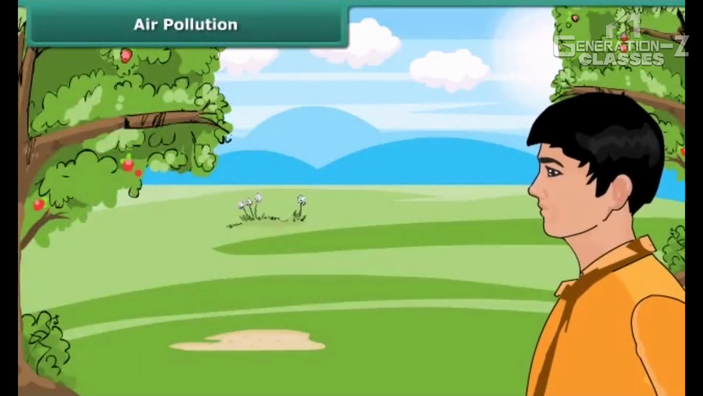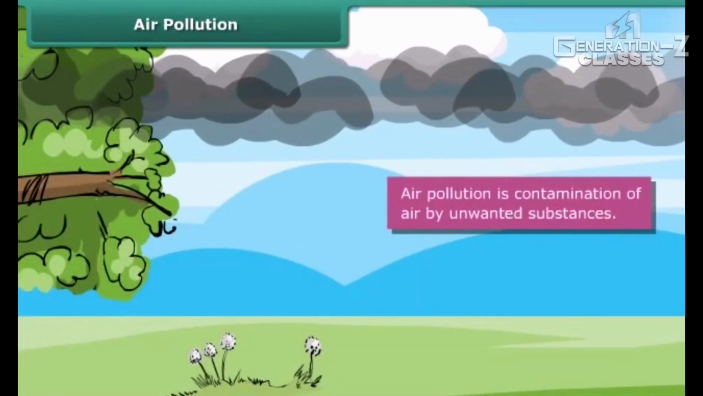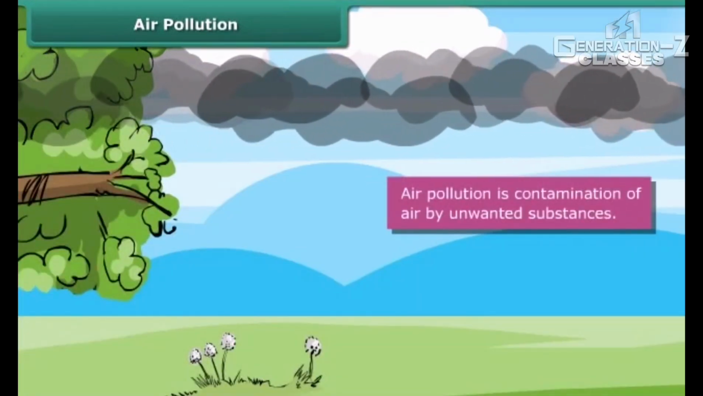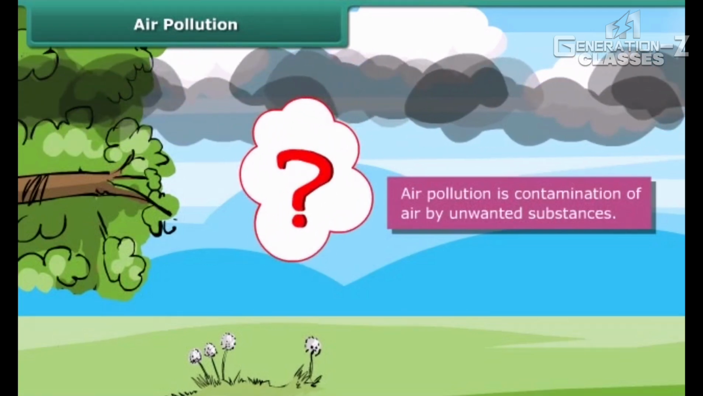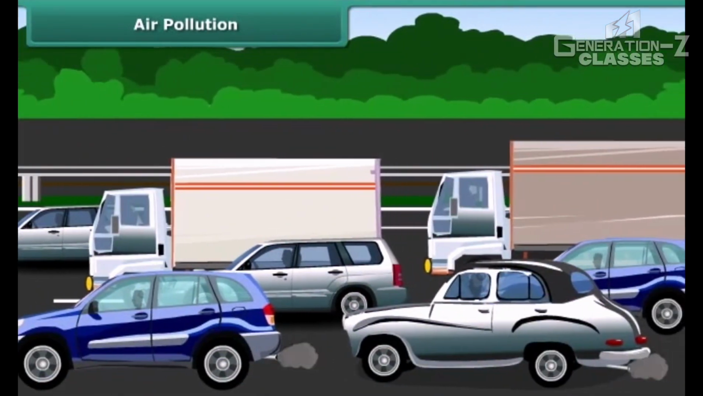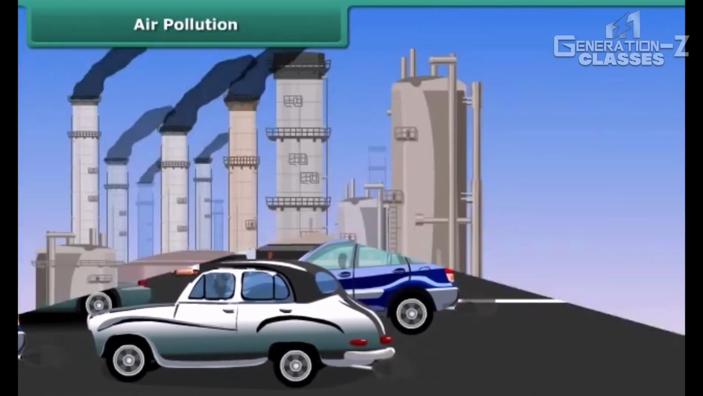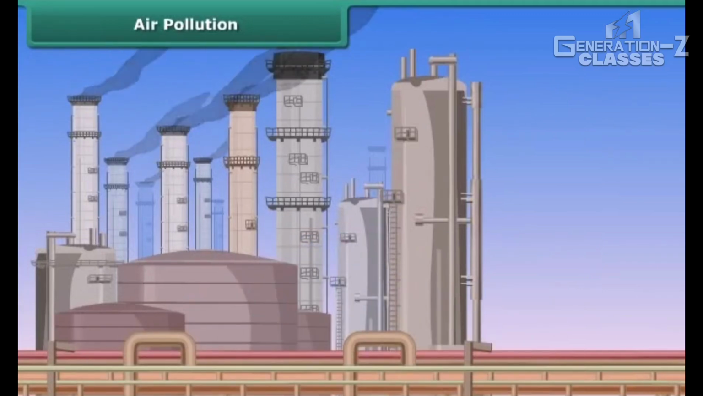Air is necessary for our lives, but air is getting polluted day by day due to the presence of unwanted substances in it. Now you would like to know from where these substances come. These are released when fuels burn in vehicles, or factories and power plants produce them as gaseous wastes.